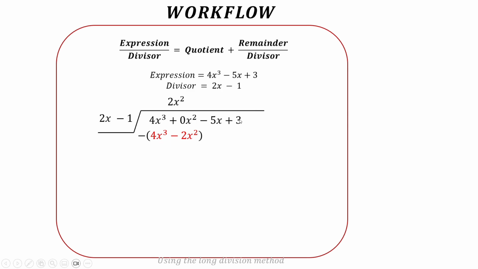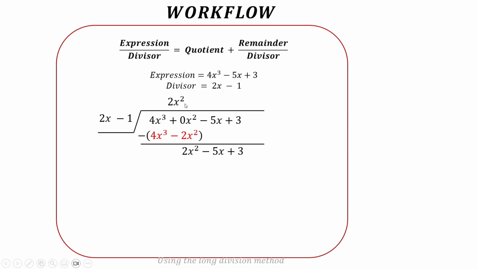So you subtract this from the entire expression over here. That's going to give us this as our answer. These two are going to cancel out. Then 0 minus -2 is +2, so we get this. Then we just bring down these ones just like they are. So this is our new expression we are about to divide.